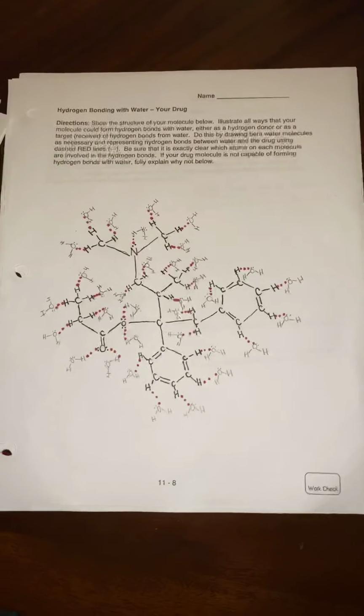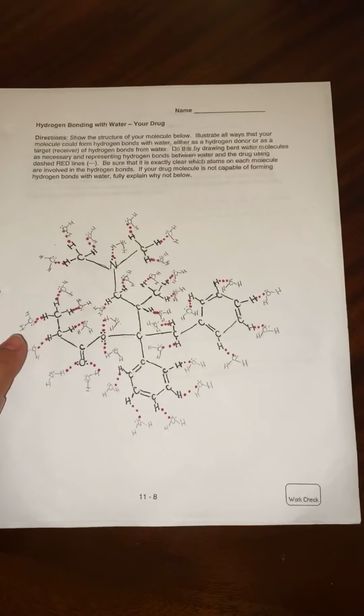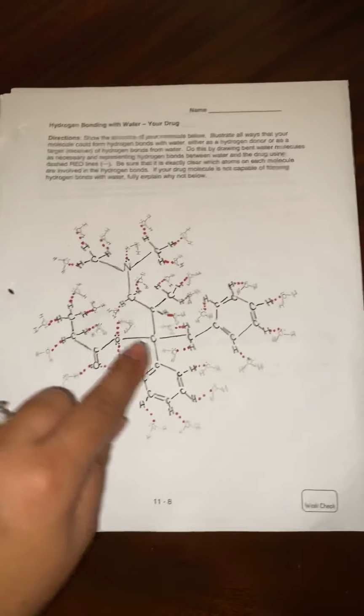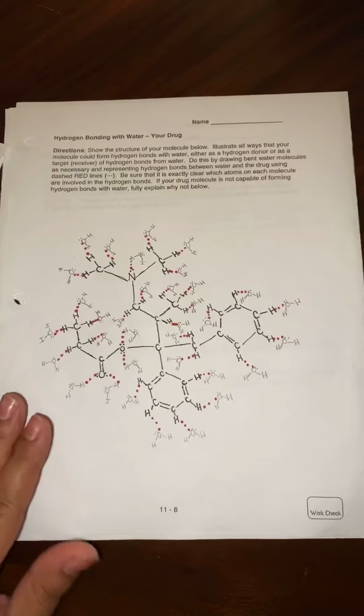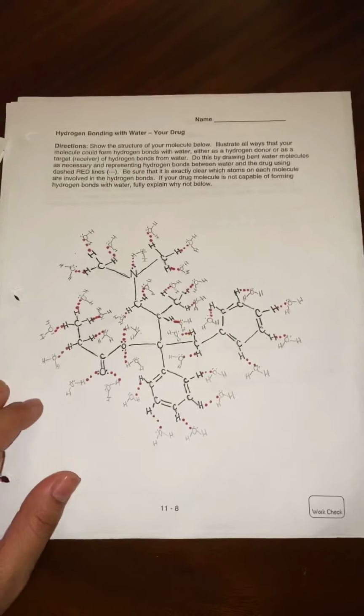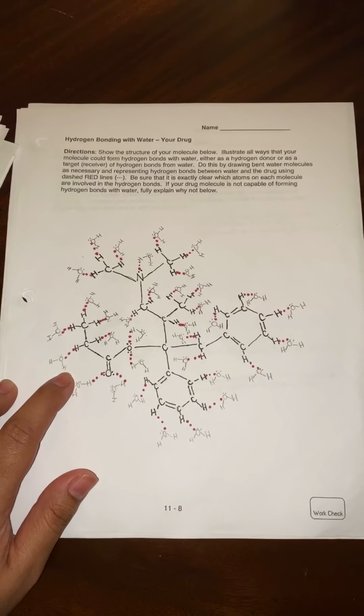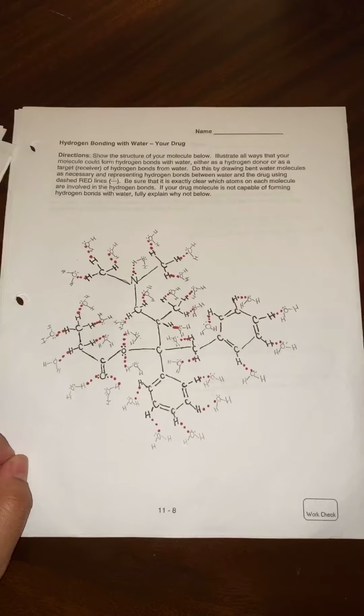And as for my drug, I show the main portion of the molecular structure. I outlined it in black. I show the hydrogen bonds in red, and I left the water molecules in just pencil to differentiate. So we see here.